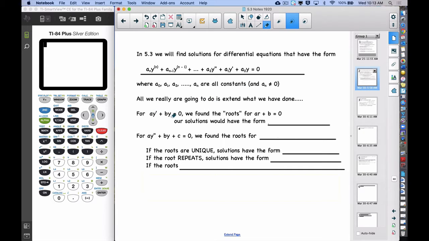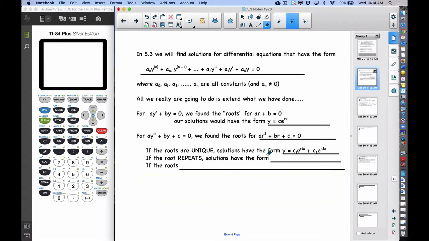Earlier this year, if we had a first order differential equation with constants in front, all we really did was figure out what the roots were, what the zeros were, and then our solutions were just Ce to the whatever that zero was times x. Then in 5.1, we looked at second order differential equations where there were constants in front, and we looked for the zeros or the roots of a quadratic equation that used those coefficients. And if the roots were unique, if we had two different roots, then our general solution was just c1e to the first root times x plus c2e to the second root times x.